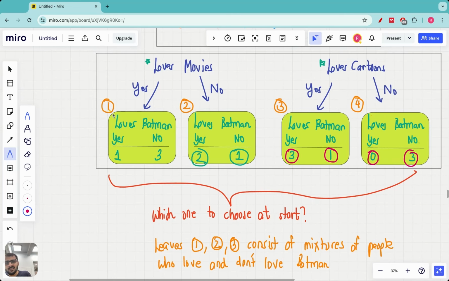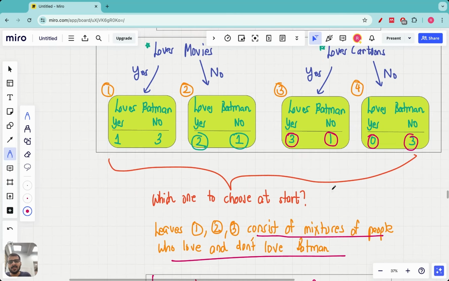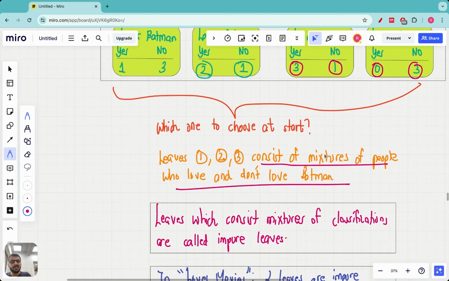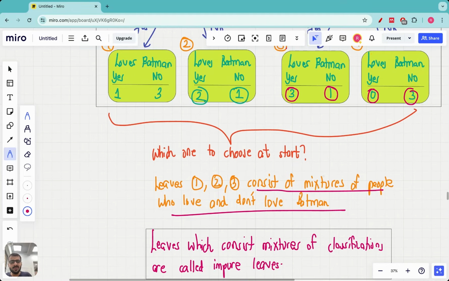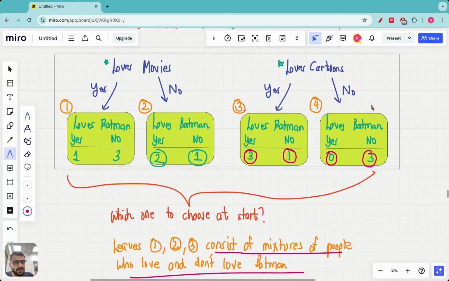So if you look at leaves number one, two, and three, they consist of mixtures of people who love and don't love Batman, right? Because if you look at leaf 1, we have people who have said yes as well as no. Leaf 2, we have people who have said yes as well as no. Leaf 3, we have people who have said yes as well as no. So all these three leaves consist of mixtures of people who love and don't love Batman. Whereas leaf number 4 does not contain a mixture because all of them don't love Batman.